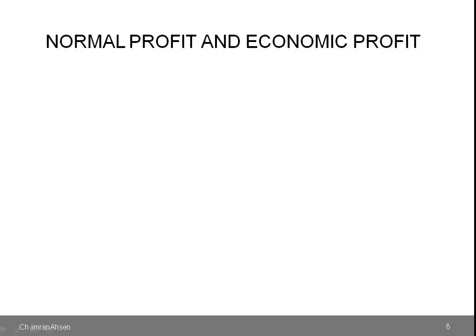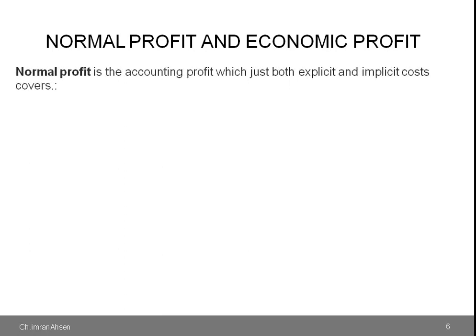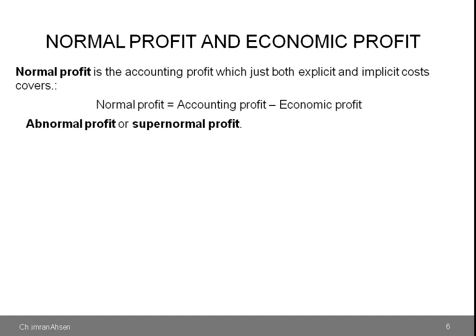Normal profit versus economic profit. Normal profit is the accounting profit which just covers both explicit and implicit cost. A profit which covers all of your costs, including explicit and implicit cost, is called normal profit. Normal profit is equal to accounting profit minus economic profit. Abnormal profit or supernormal profit, what is this? Accounting profit is equal to economic profit plus normal profit.